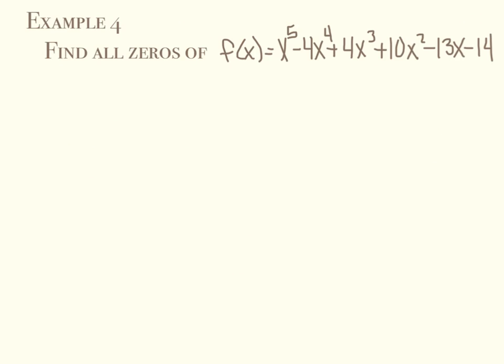All right, now, this example says find all the zeros. That means all of them. When it says all, the key word is what they're talking about. And this one says all. That means all repeats, all imaginaries, all reals, all zeros of f of x equals x to the fifth minus 4x to the fourth plus 4x cubed plus 10x squared minus 13x minus 14. So it's already in standard form, and we can see that it's fifth degree. So that means we're looking for 5 total zeros.